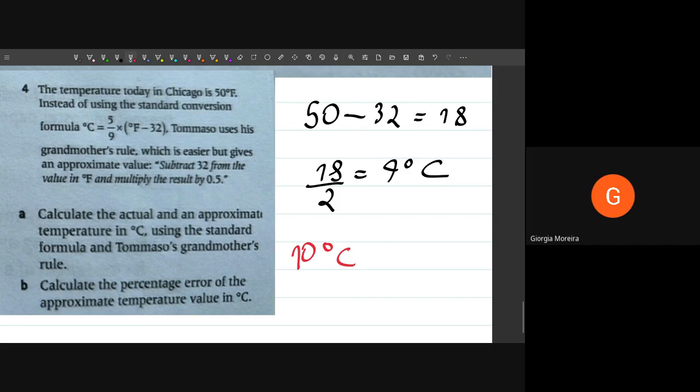10%. 10% makes sense because the real temperature is 10, and my temperature, the temperature of the grandmother, is 9. The error is absolute value 1. But 1 of 10 is 10%. Amazing. Let me see the next.